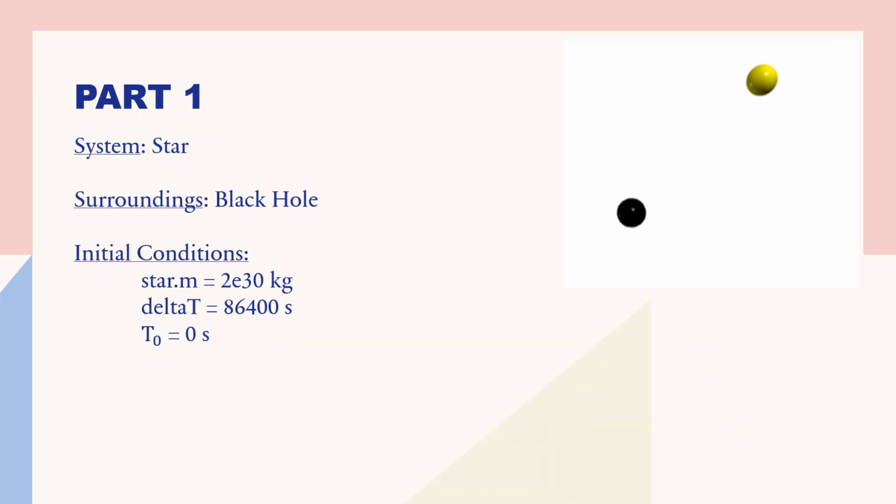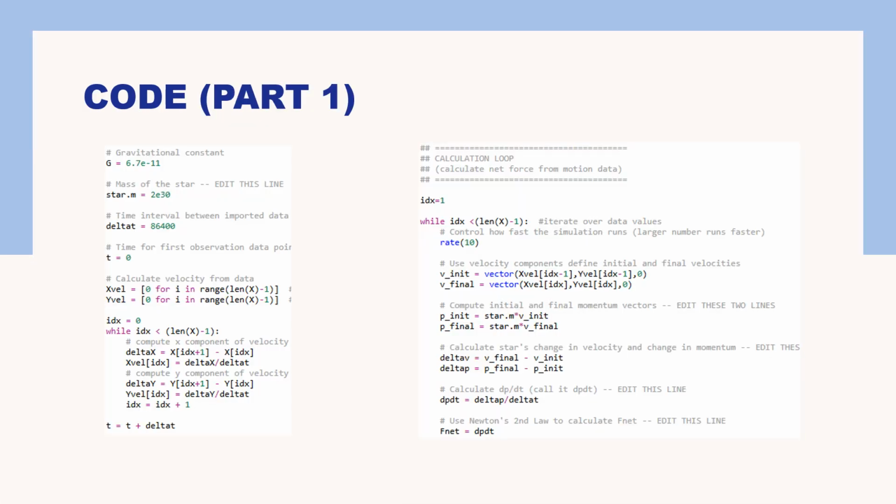For Part 1, the system was the star, the surroundings were the black hole, and the initial conditions were given in the instructions: the mass of the star is 2 times 10 to the 30th, delta t equals 1 day, which is 86,400 seconds, and the initial time is 0. Input the initial conditions. The code used my email to generate the velocity components.